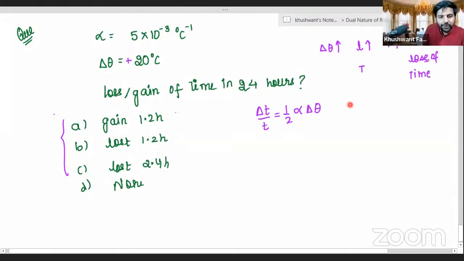So we cannot have option number A as the correct answer. One thing is very clear. Let's eliminate A.